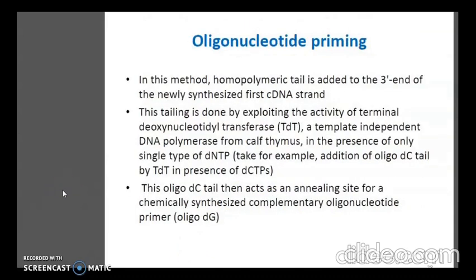The next method of priming is oligonucleotide priming. In this method, a homopolymeric tail is added to the 3' end of the newly synthesized first cDNA strand. This tailing is done by exploiting the activity of terminal deoxynucleotidyl transferase, that is TdT, a template-independent DNA polymerase from calf thymus, in the presence of only a single type of dNTP. For example, the addition of an oligo-dC tail in the presence of dCTP. This oligo-dC tail then acts as an annealing site for the chemically synthesized complementary oligonucleotide primer, that is oligo-dG.